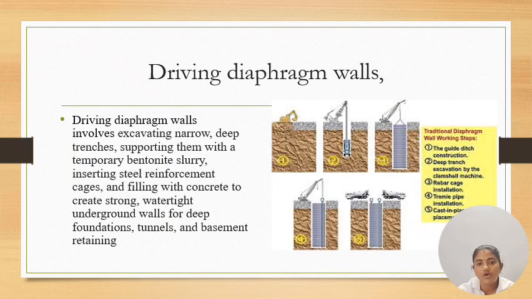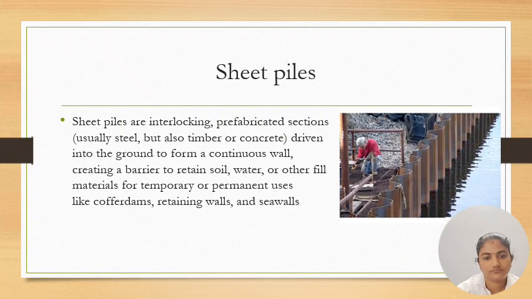And driving wall and sheet piles. Sheet piles are interlocking prefabricated sections, available in steel, timber, or concrete, driven into a continuous wall to create a barrier that retains soil and other fill. They can be temporary or permanent, used in coffer dams, retaining walls, and sea walls.